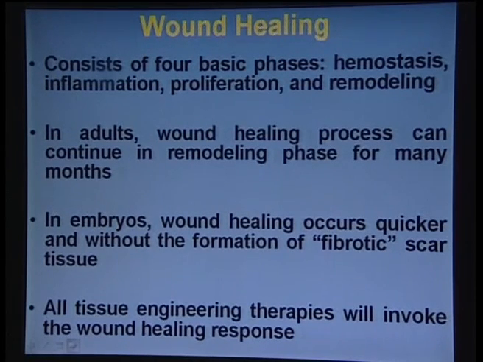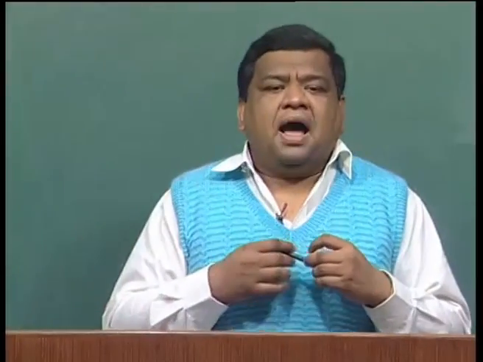In embryos, the wound healing process can take place very fast, and all tissue engineering therapies will invoke the wound healing response. Basically, therapies means you are again producing the biological substitute to restore the normal healthy function of tissues. So, all tissue engineering therapies will essentially invoke the wound healing response. They will always involve some wound healing response like hemostasis, inflammation, proliferation, remodeling. These 4 stages must be undergone by all the tissue engineering constructs. Now, let us go through these stages one by one.